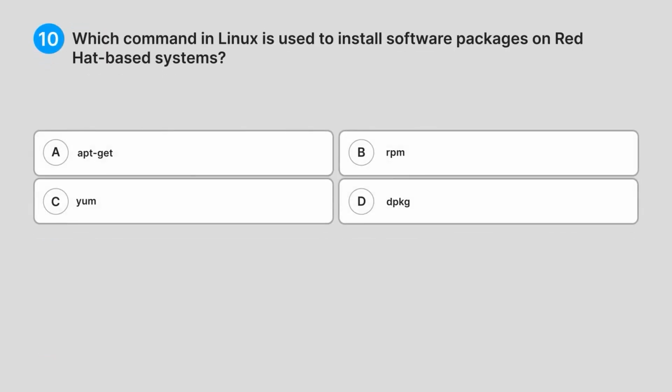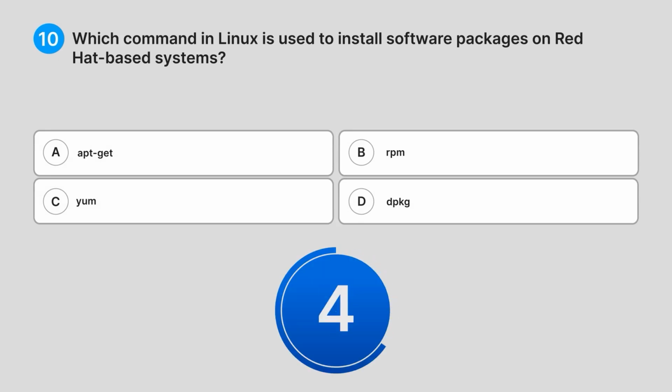10. Which command in Linux is used to install software packages on Red Hat-based systems? A. apt-get, B. rpm, C. yum, D. dpkg. Can you guess the answer?